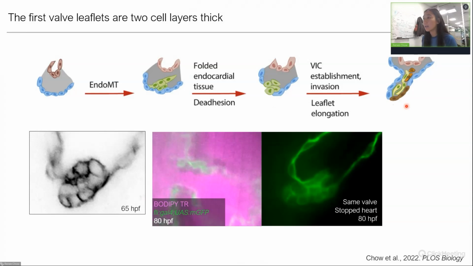And you can see that the valve is 2 cell layers thick more clearly in this image here. So this is the same embryo, the same valve, but here I've stopped the heart using a drug. And this is the first layer, which is the outer layer of the valve leaflet. This is the second layer, the inner layer of the valve leaflet. And here's the third layer, which forms the atrioventricular canal wall.